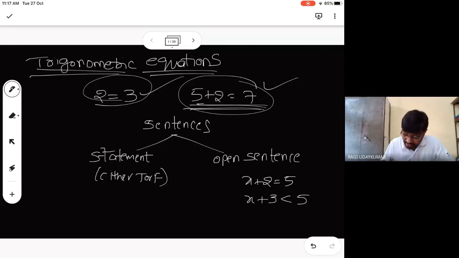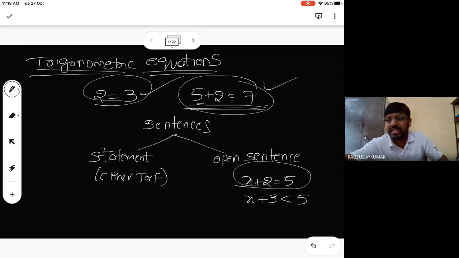An open sentence containing the equals symbol is called an equation. Is that clear? Or you can say that two algebraic expressions are equated. An algebraic expression may not contain a variable also, like a constant 2. The simple thing is that an equation contains the unknown quantity, which is called a variable.